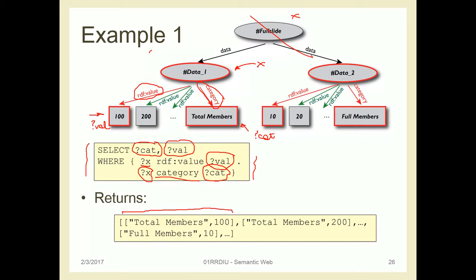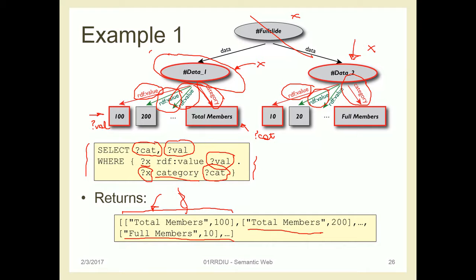We will see that a SPARQL query can return HTML or JSON or even Excel format, and so you can read the results in different formats and store them in different formats. Anyway, it says that the first returned value is total member followed by 100, but for the same node there is another matching condition that uses another RDF value and of course the same category, so I have this one. And I will likely have some more because there are other RDF values for this node. But then I go to another node and I ask if this is an X and it is satisfied, and it happens again because there are several RDF values and a category. So we also have this result, full members 10.